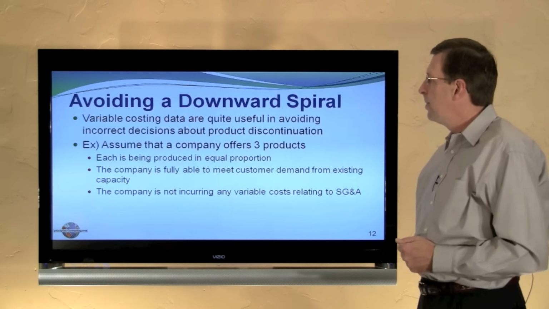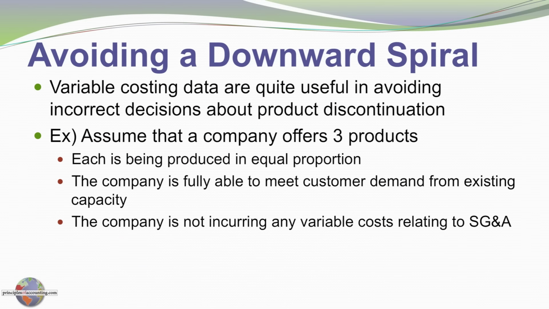Let's consider another advantage of variable cost analysis, and that is avoiding a downward business spiral decision process. For example, a company has three products, product A, B, and C, each being produced in equal proportion. Furthermore, the company is fully able to meet customer demand from existing capacity, and the company is not incurring any variable cost related to SG&A. Those are significant assumptions to illustrate this point.